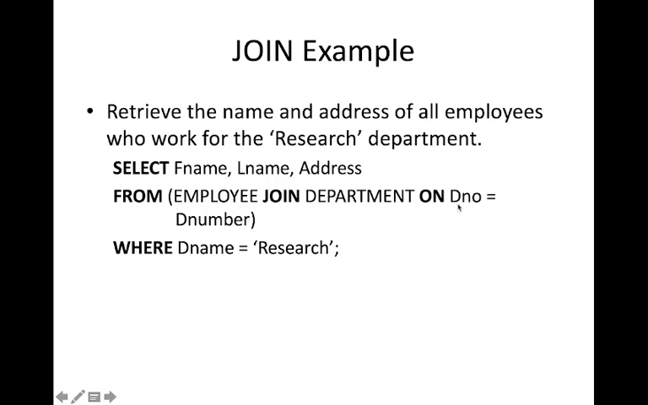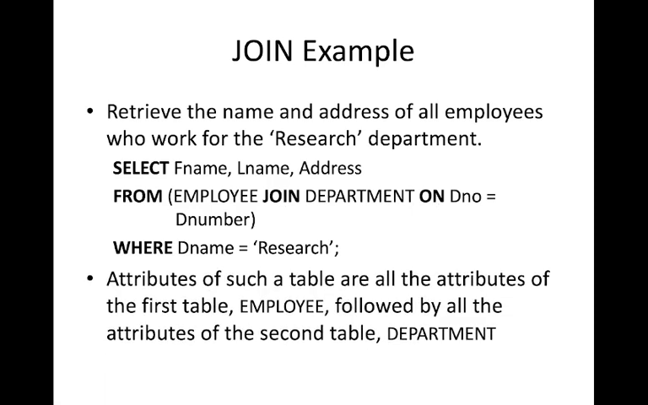So D number is department D number, and D number is employee D number. On these conditions, we will join these tables and we will get a new table. We are forming a new table, a joined table, and from that table we will select dname equal to research, and we will list the first name, last name and address. This way we can join two tables. The keywords that are used are join and on.